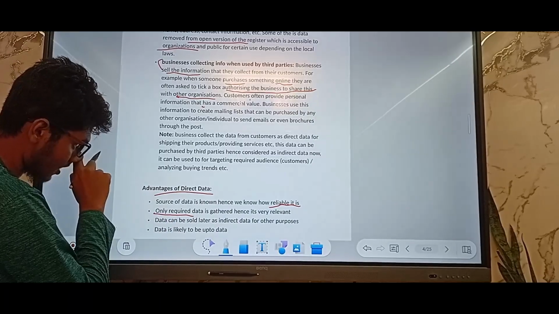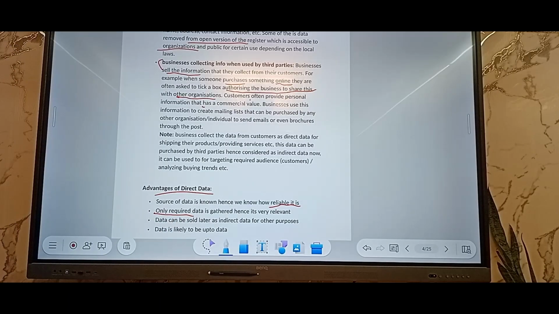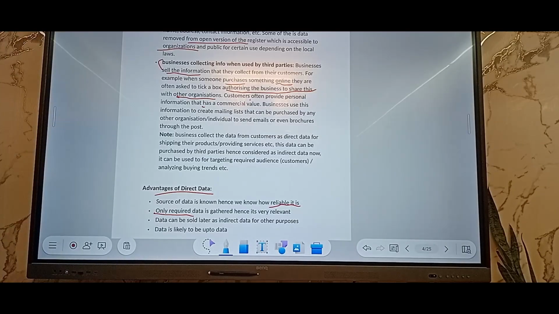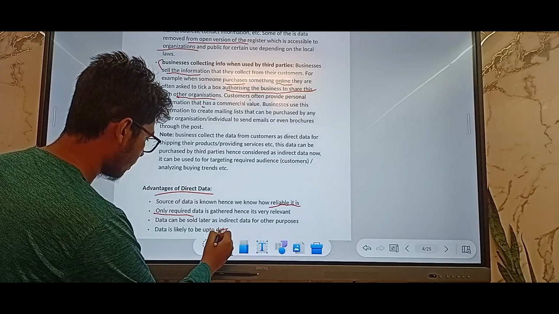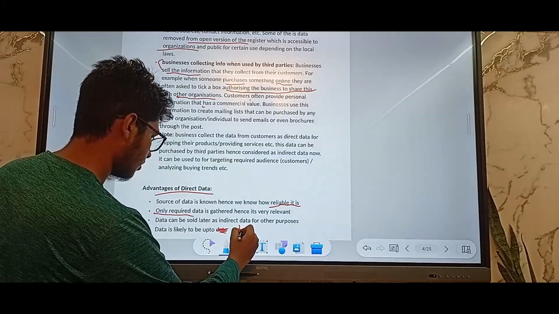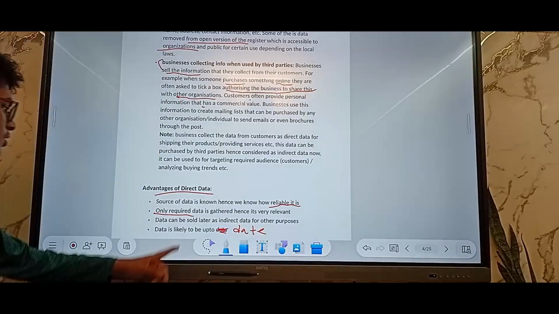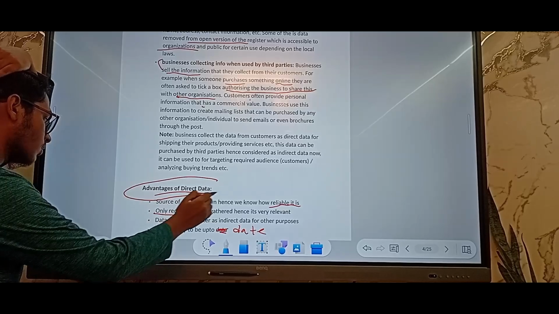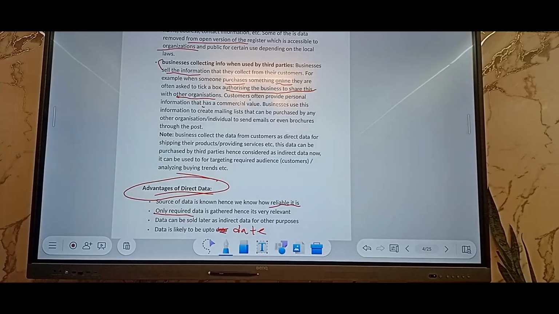Only required data is gathered, hence it's very relevant. Data can be sold later as indirect data for other purposes. Data is likely to be up to date. Okay, this should be up to date, not up to data. My bad. These are some of the most commonly asked questions in the information and data chapter. So you must memorize all of them by heart, especially this one, advantages of direct data.